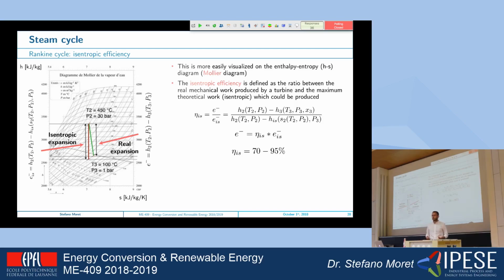Normally, isentropic efficiencies can be pretty high. In very good power plants, they can be above 90%. If you want to save on construction equipment and so on, because you want a cheap system, then it can go down to 70–75%.